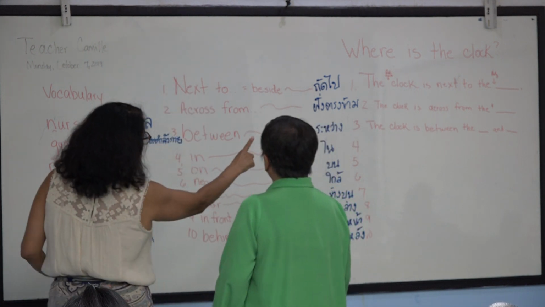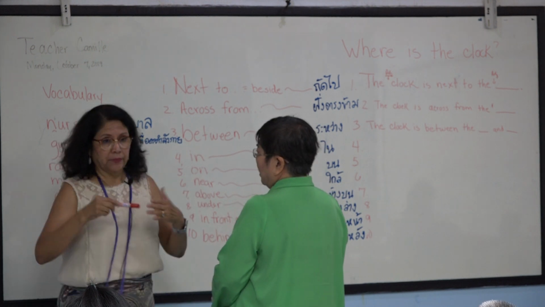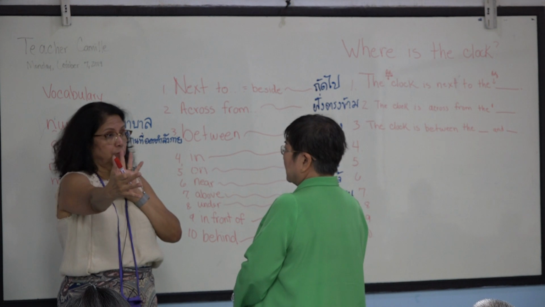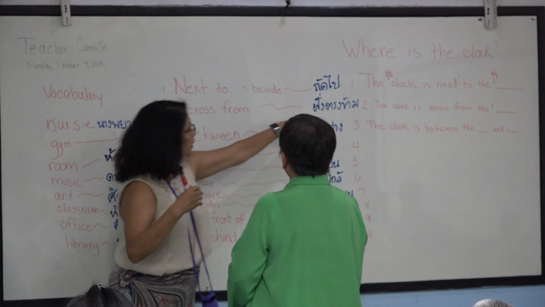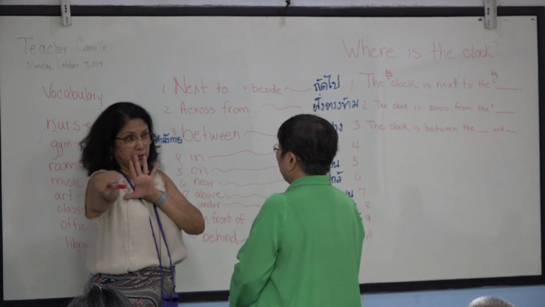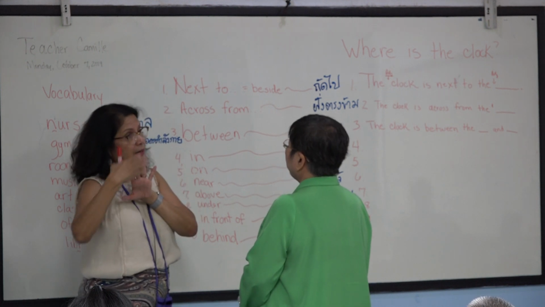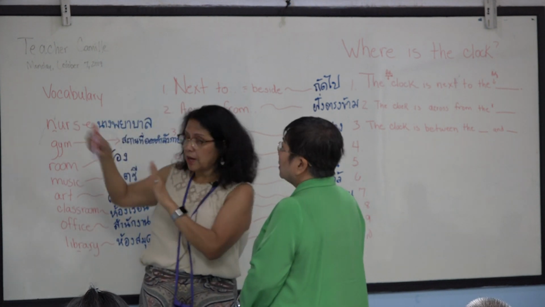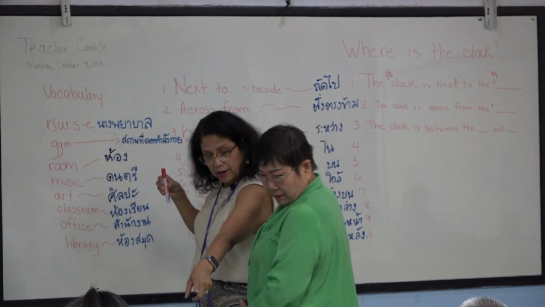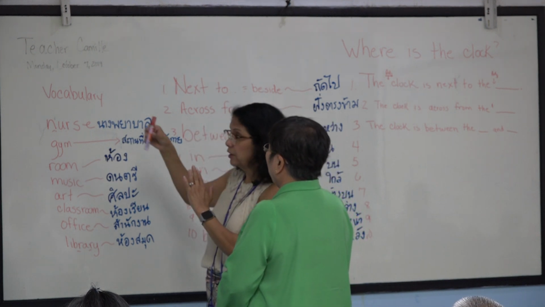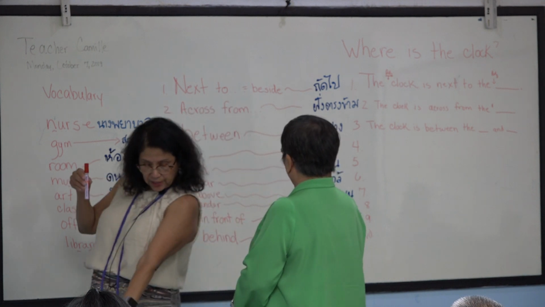So the clock is across from... The clock is across from students. Right? Across from students. The clock is across from the chair. Right? The chair. The clock is across from the table.